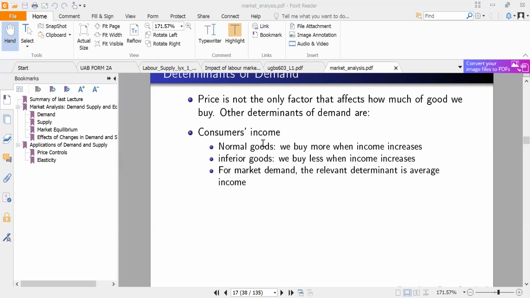Somebody says salt. I don't know how salt is an inferior good. I don't think salt is related to your income per se, right? It's more related to health and preferences, taste and preferences changing.